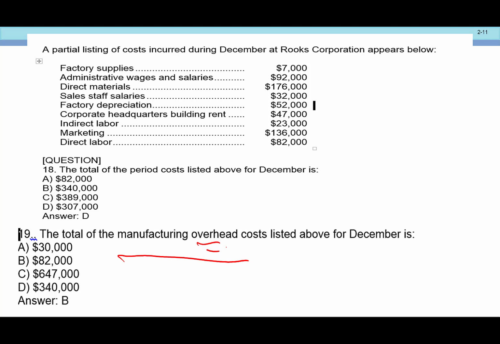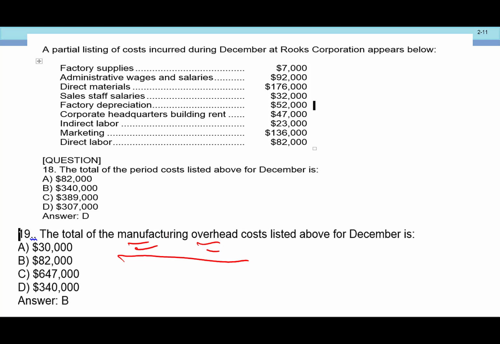Well, what do you do? Okay, but is it a manufacturing cost? Because we have to figure out manufacturing overhead. So it is a manufacturing cost. Yeah. What do you do in factories? You manufacture things, okay? So factory overhead is going to be a manufacturing cost.